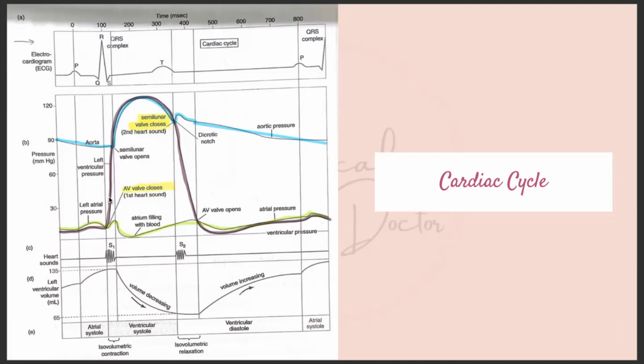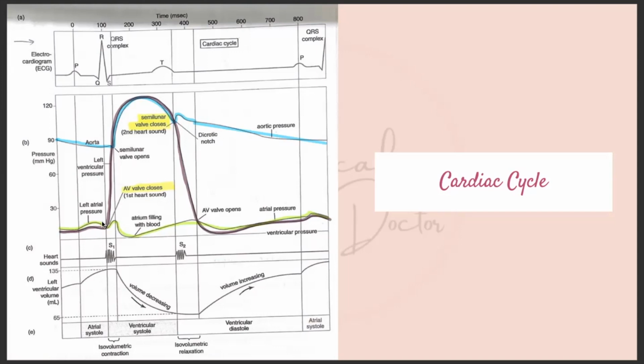So refer to the colors over here. Alright, so the light blue one refers to pressure in the aorta, and the brown one refers to pressure in the ventricles, and the green one refers to pressure in the atria. So pressure in the aorta, pressure in the ventricles, pressure in the atrium. This part over here refers to the volume of blood in the ventricles. So take note of when the valves open and close.